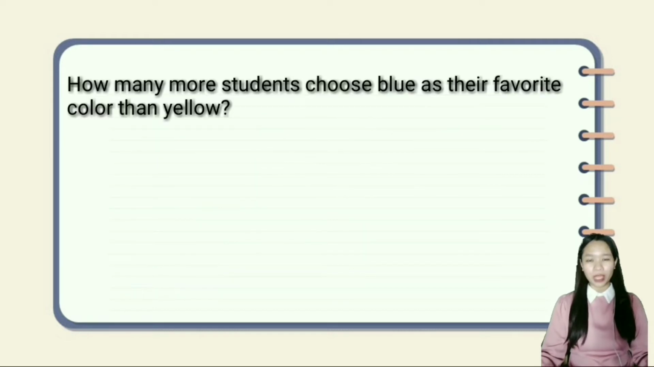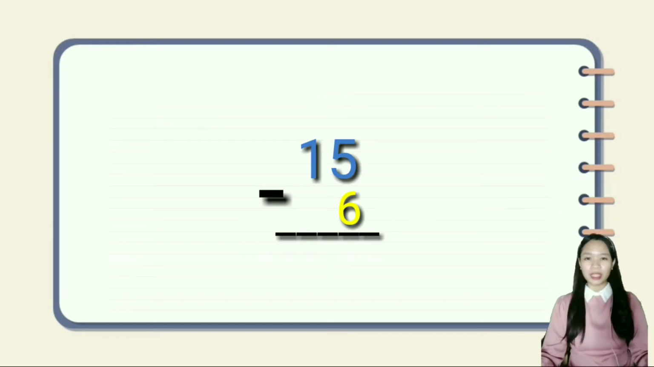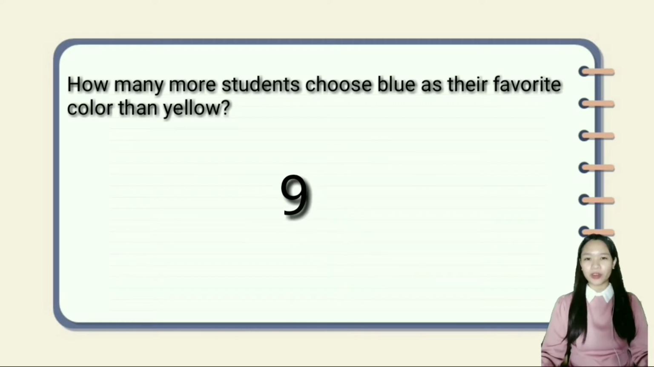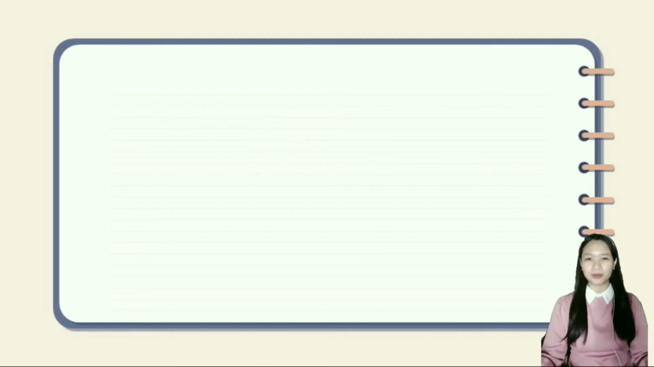How many more students chose blue as their favorite color than yellow? For us to be able to answer, we need to subtract the number of students who chose yellow from the number of students who chose blue. So 15 minus 6 is equal to 9. Therefore, the answer is 9.